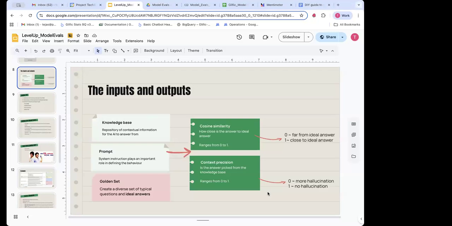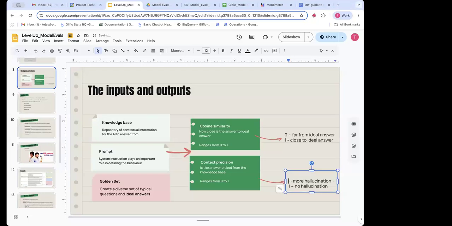But we are not providing any knowledge base in this case. So how will it compare? We haven't shared the golden set of questions.